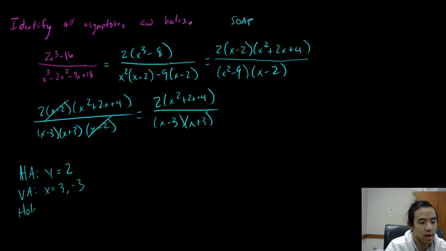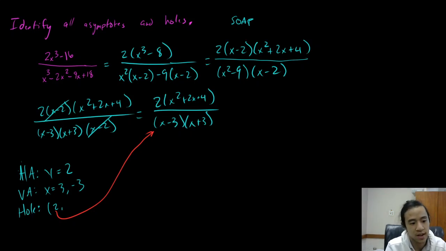And we actually do have a hole this time. And you're going to have a hole if you cross out a term like this, like if you cross out a term that has an x with it. So we crossed out an x minus 2. That's where we're going to have a hole. That's the x coordinate of the hole. Now to find the y coordinate of the hole, you're going to plug this x value into your equation that's left to find out what the y value is.